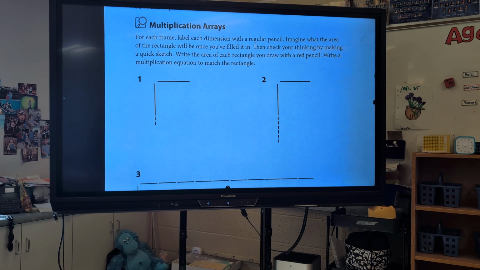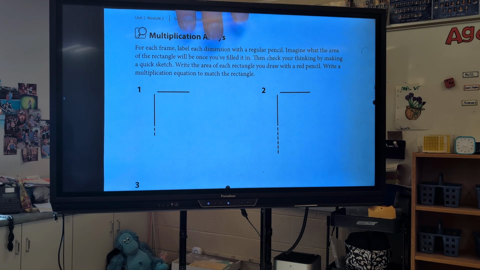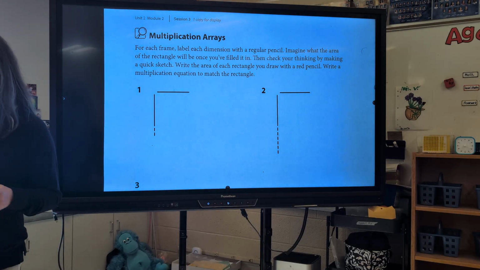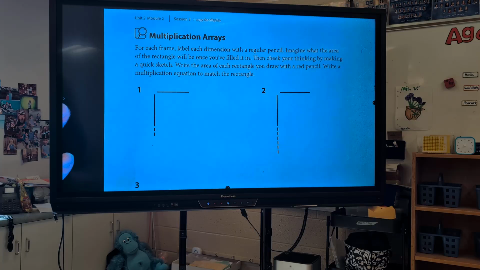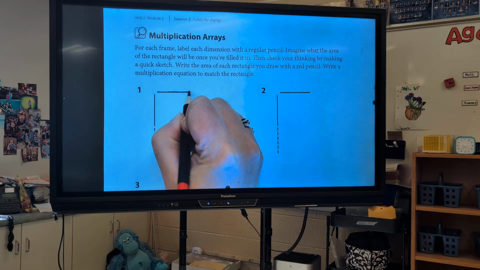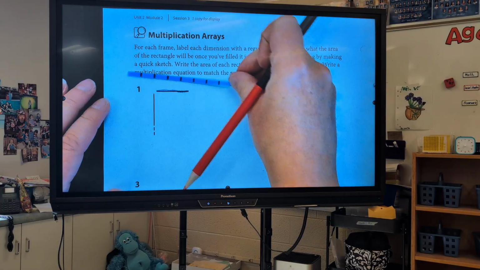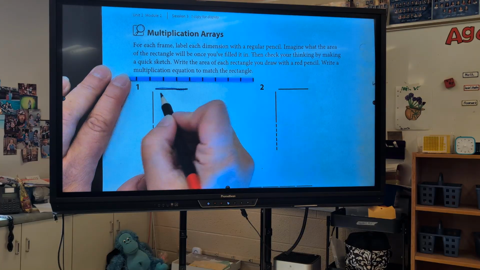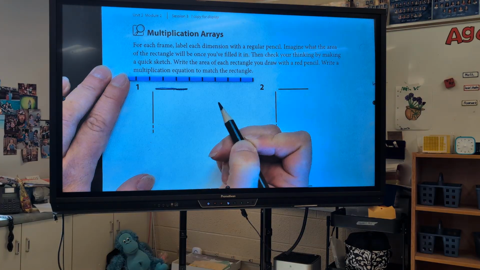Okay, this video that we're making today is from Unit 2, Module 2, Session 3. It's about solving multiplication problems using multiplication arrays. So if we have a long line like this, we're going to do this in blue because it represents a decimeter, which is 10 centimeters. So one of these pieces is drawn with a long line like that.